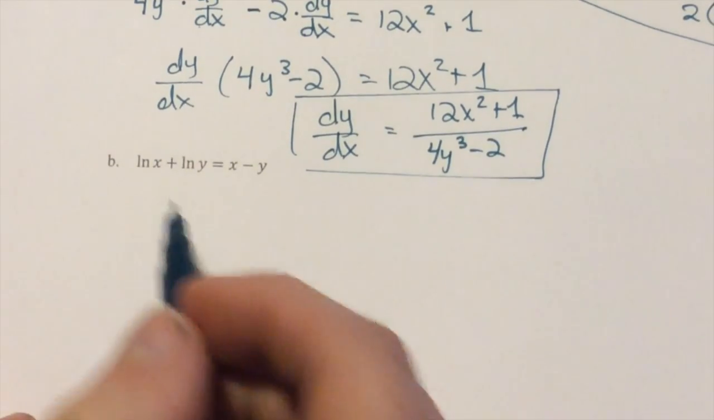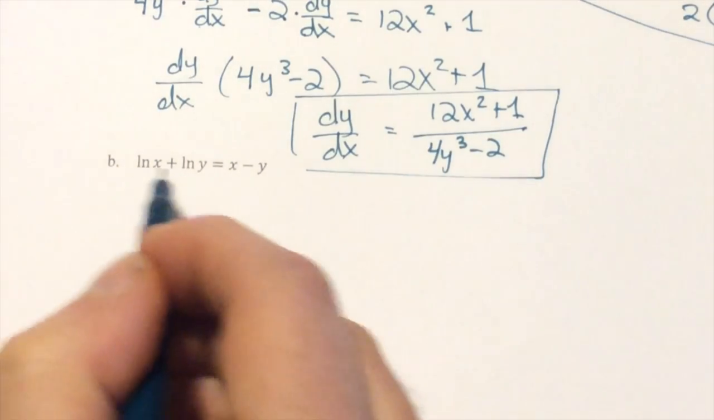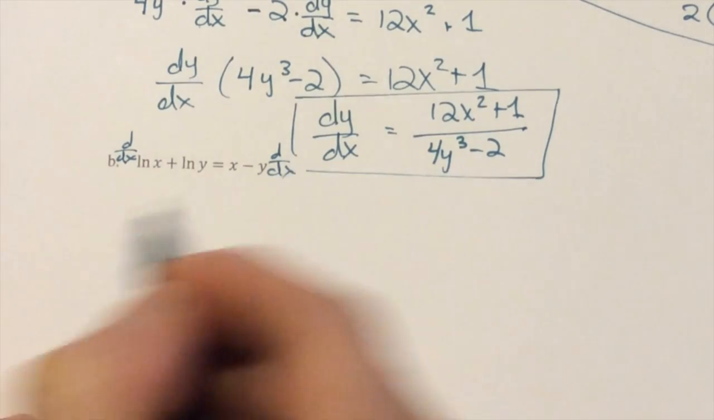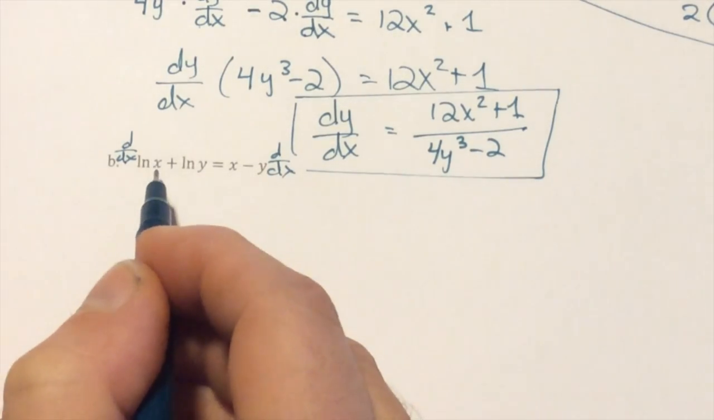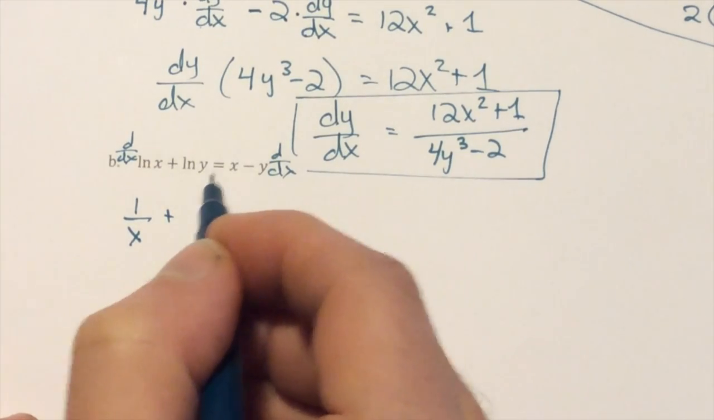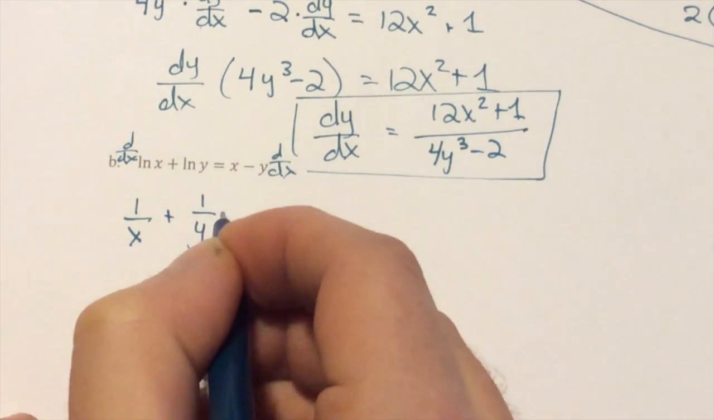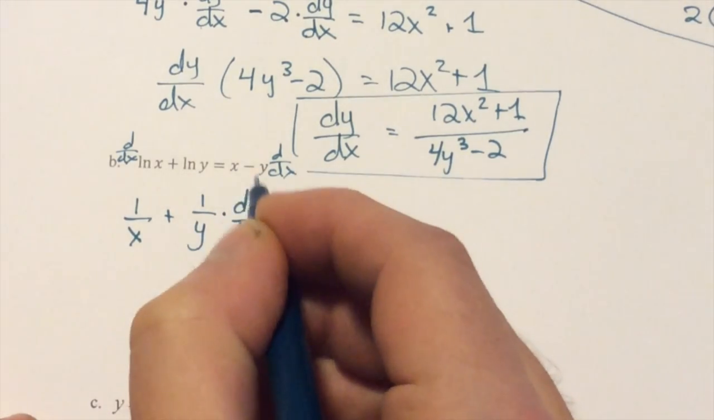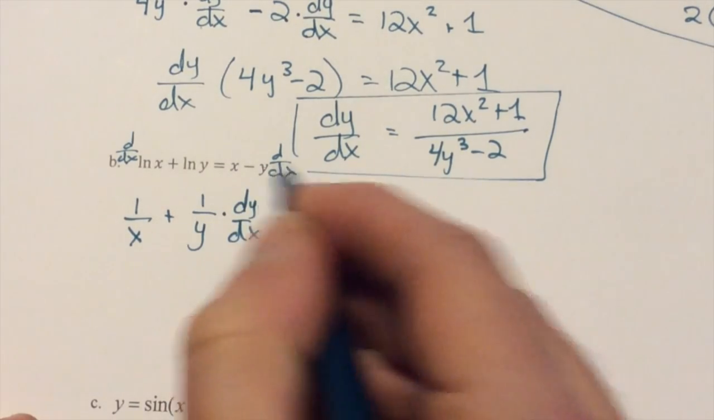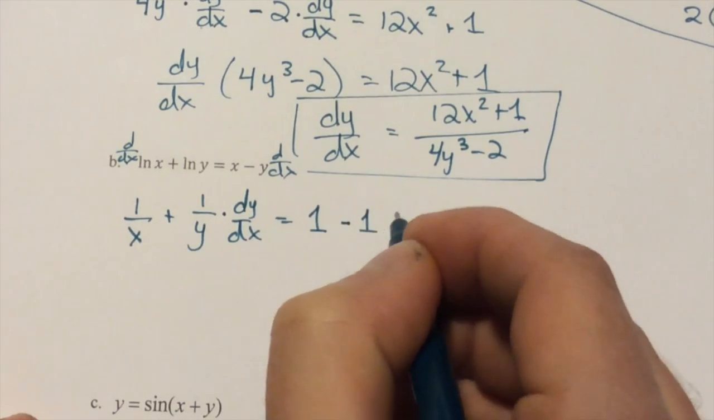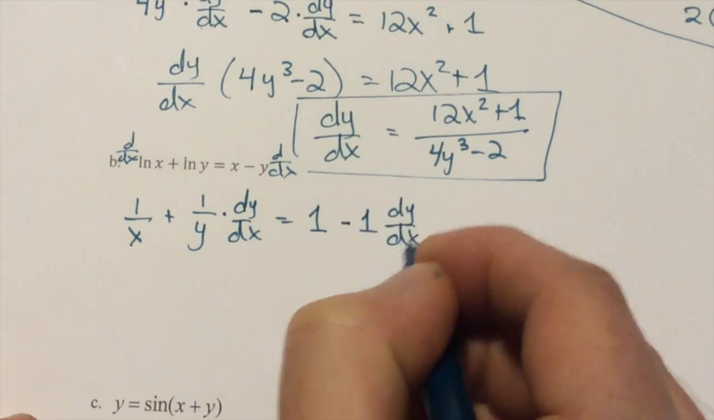Next up, I want to do the same thing. Take the derivative d dx of both sides. So the derivative of ln of x, 1 over x, plus the derivative of ln of y is 1 over y times dy dx equals derivative of x, 1, the derivative of negative y, negative 1 dy dx.